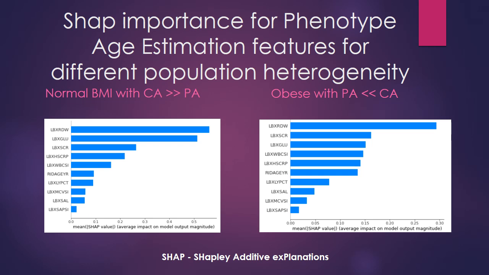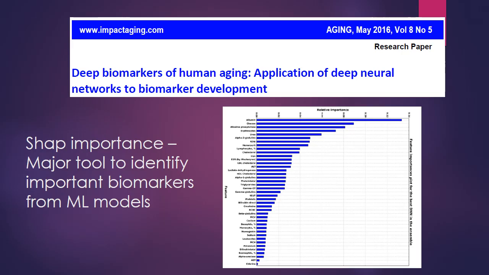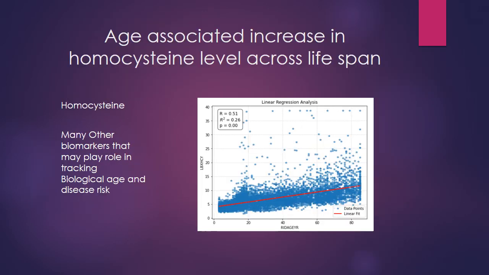It uses SHAP plots to demonstrate how specific biomarkers drive biological age estimates differently, depending on population traits such as body mass index. SHAP importance is a major tool to identify important biomarkers from ML models. The slide highlights the SHAP tool as a crucial method for interpreting machine learning models and ranking the relative importance of biomarkers.